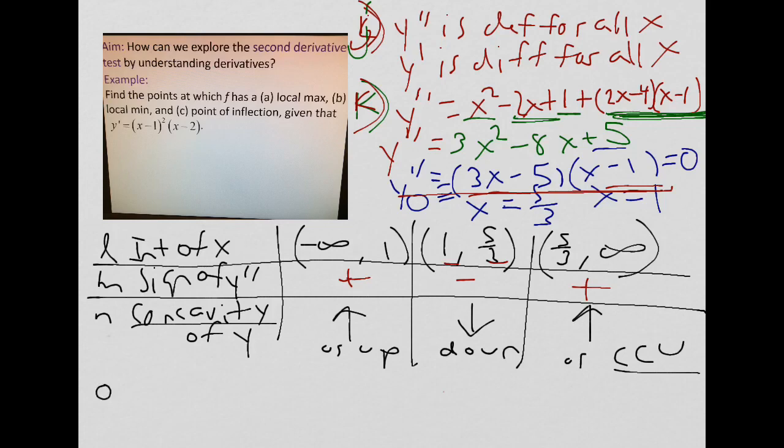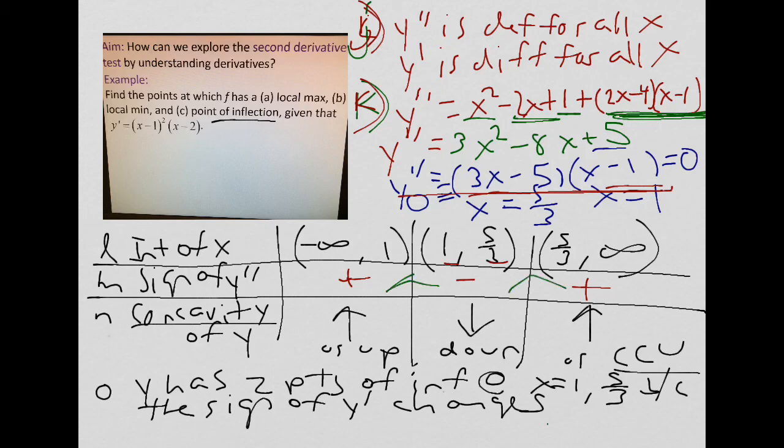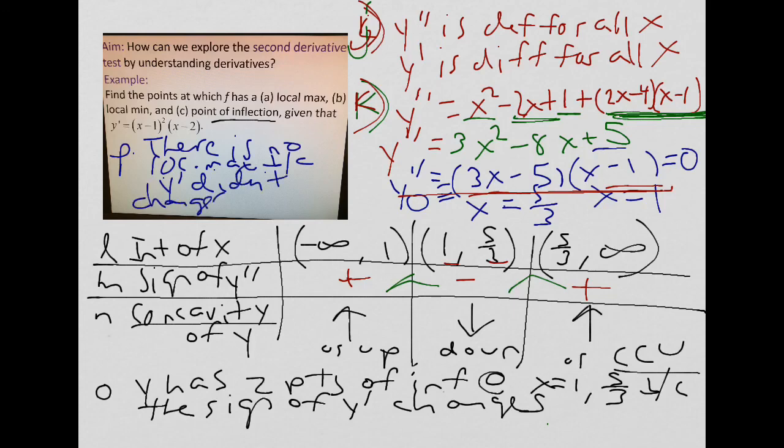This leads us to O. So O is writing about the points of inflection. So y has 2 points of inflection at x equals 1 and 5/3, because the sign of y double prime changes. Doesn't matter if it changes from positive to negative or negative to positive. Okay, and P, again, turns out that there was no local max. And that was because y prime didn't change signs from positive to negative. Okay, and that's it. We're done. So that's your second derivative test. Good luck.